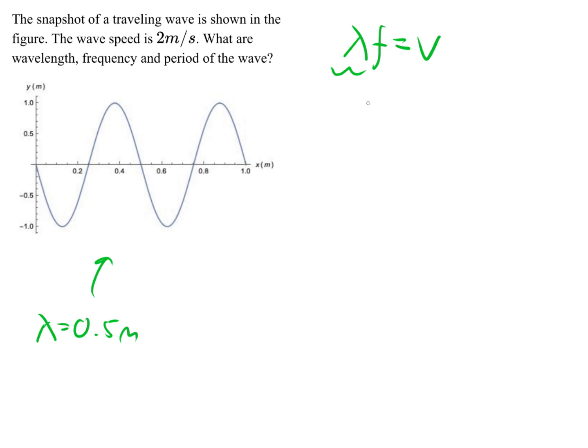Now we can figure out the frequency. From this equation, we can say that the frequency is simply equal to the traveling velocity of the wave divided by the wavelength of the wave. So, have that. And then all we need to do is just plug it in. Traveling velocity is 2 meters per second divided by the wavelength.